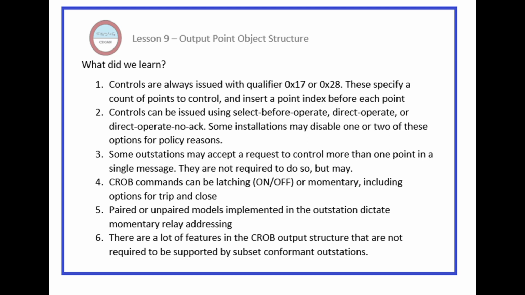CROB commands can be latching, on-off, or momentary, including options for trip and close. Paired or unpaired models implemented in the outstation dictate momentary relay addressing. And there are a lot of features in the CROB output structure that are not required to be supported by subset conformant devices.